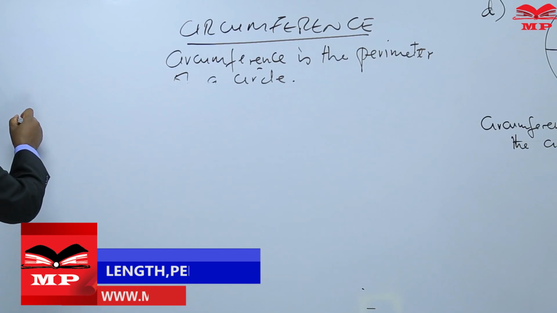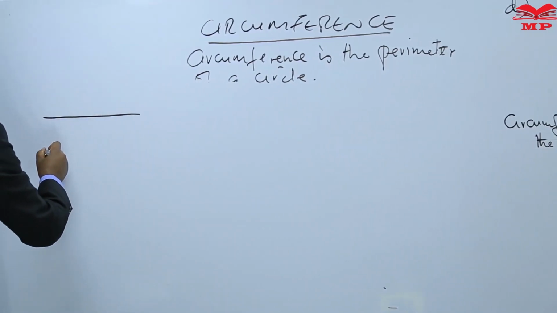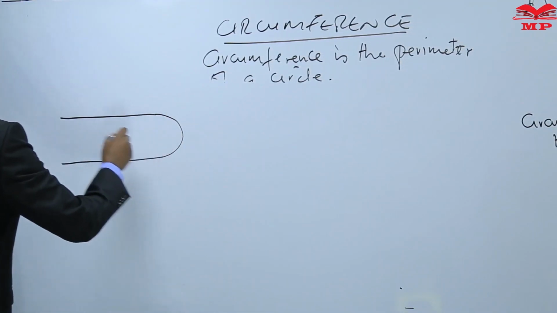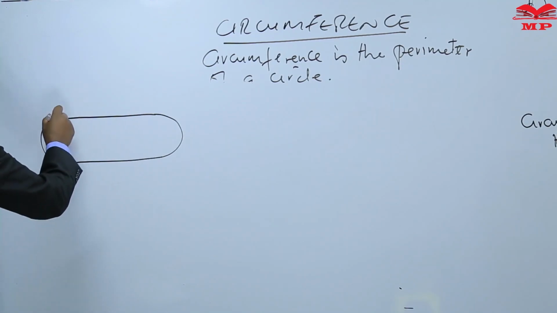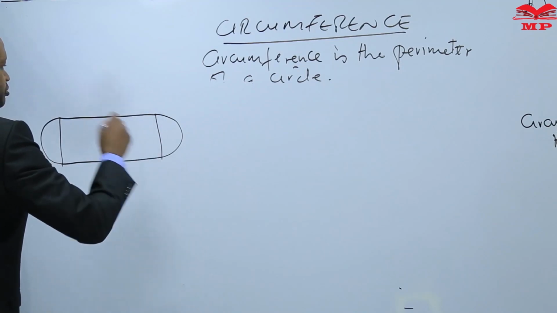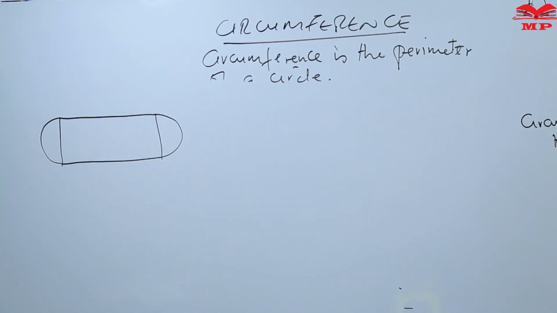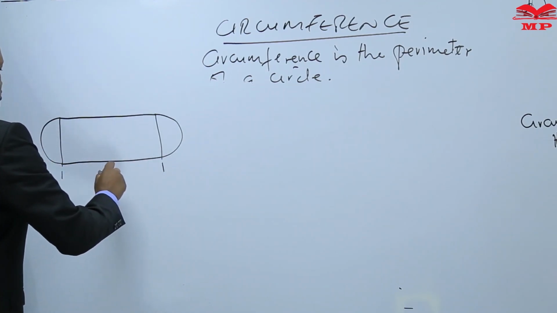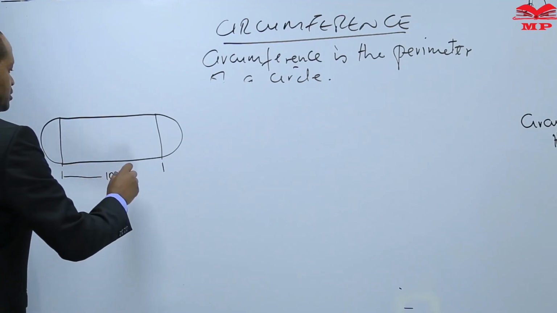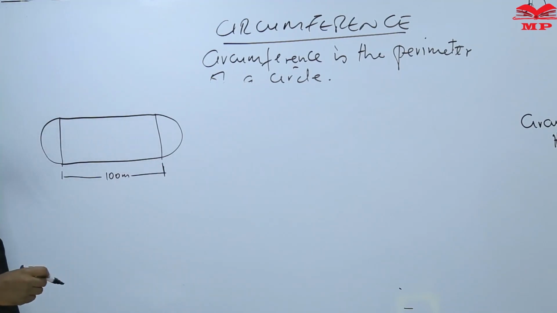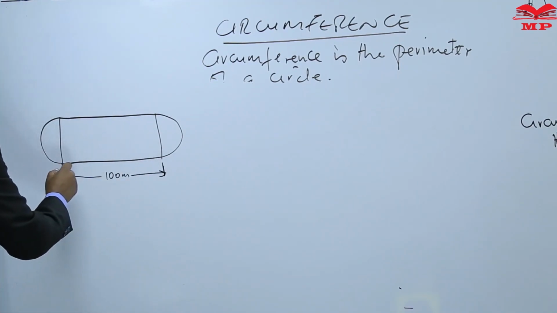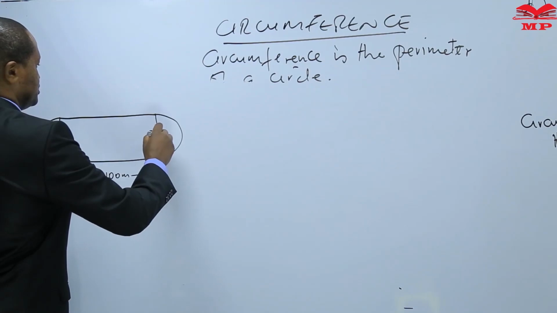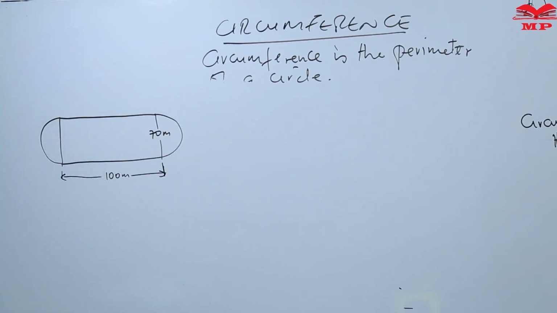The playing field takes this shape. It takes that shape from the book. From this point to this point, 100 meters. Correct, 100 meters. And from this point to this point, 70 meters. That is the playing field.